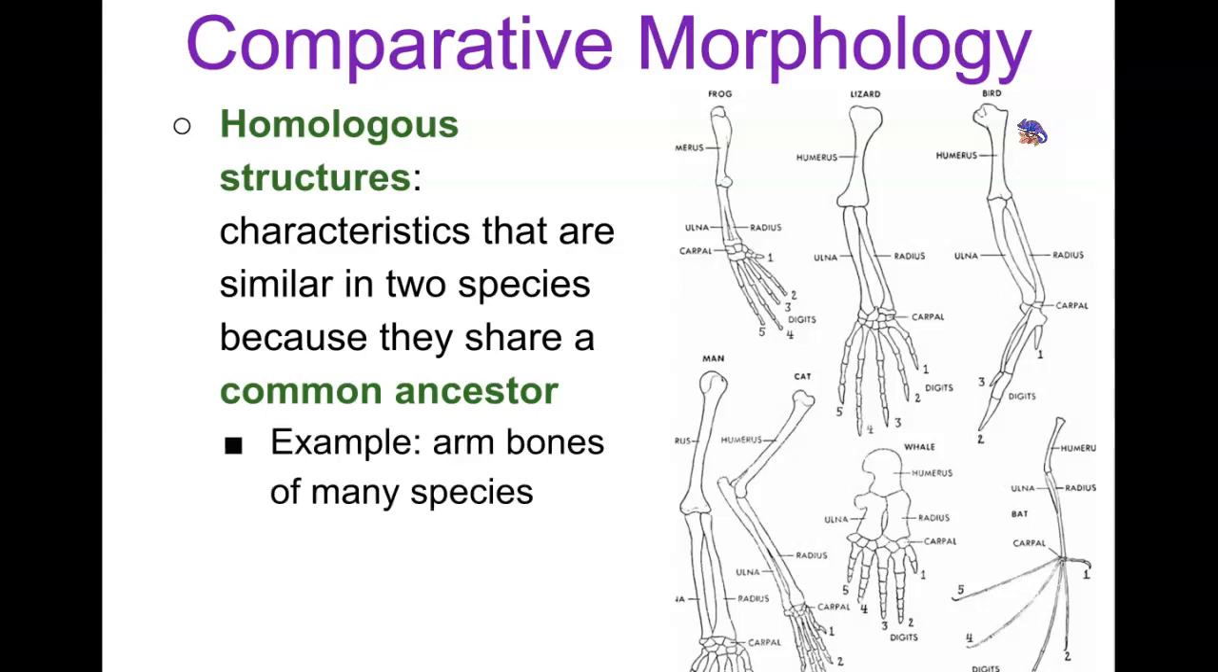And if we look, the example would be the arm bones in many species. So here you can see a frog. So here you can see what the arm bones of the frog look like. Here's that of a lizard. Here's that of a bird. Here's the human, cat, whale. This would be a bat here. So these are very similar in structure, but their functions may be a little bit different.